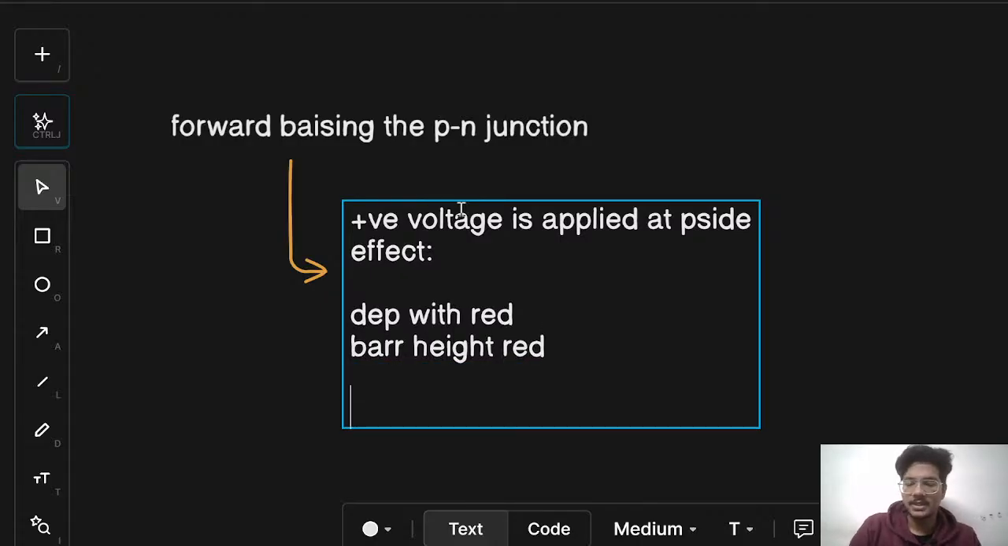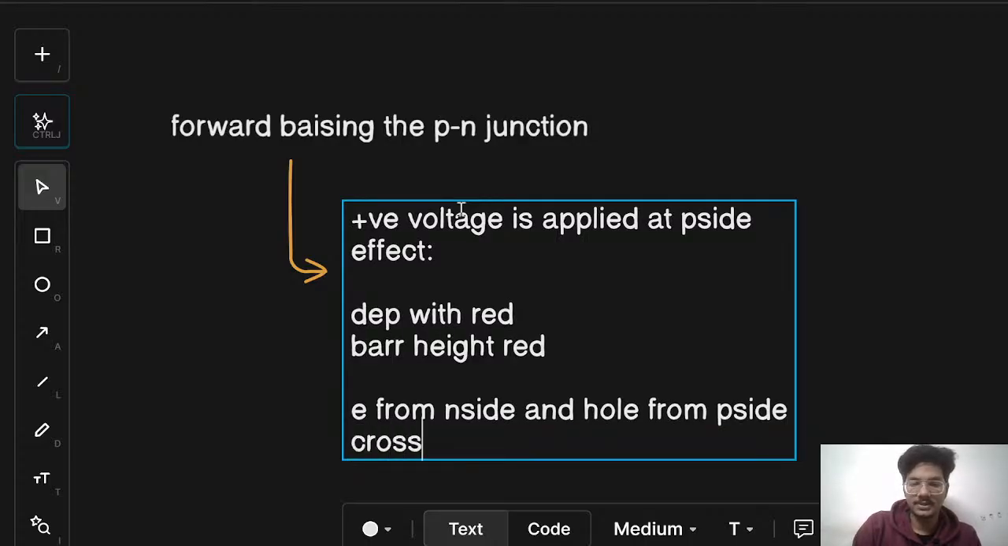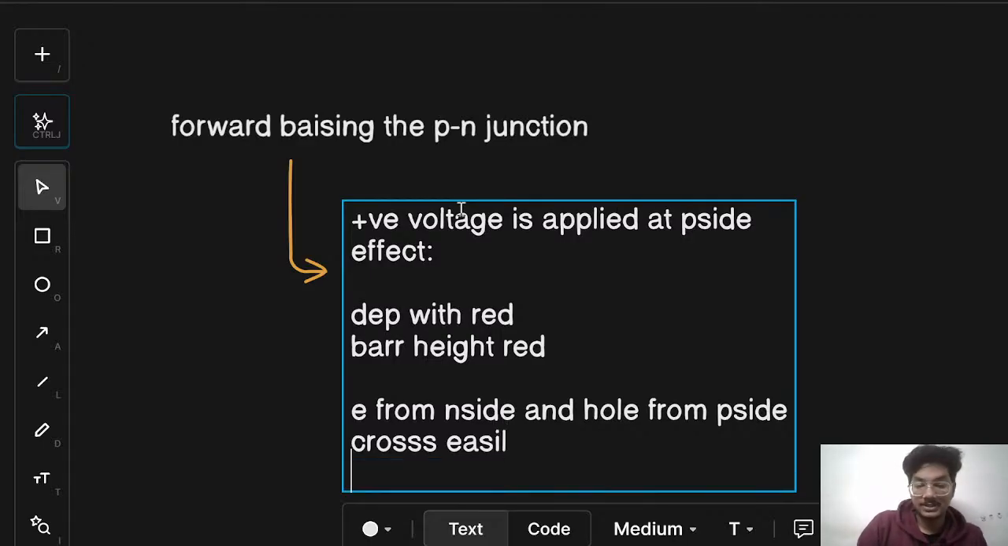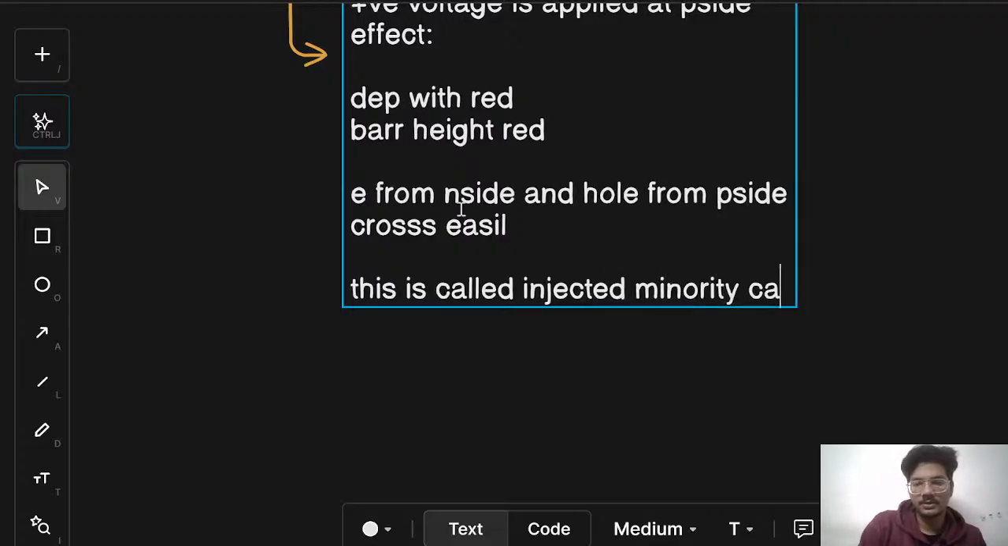Electrons from the n side and holes from the p side cross easily. This is called injected minority carriers.